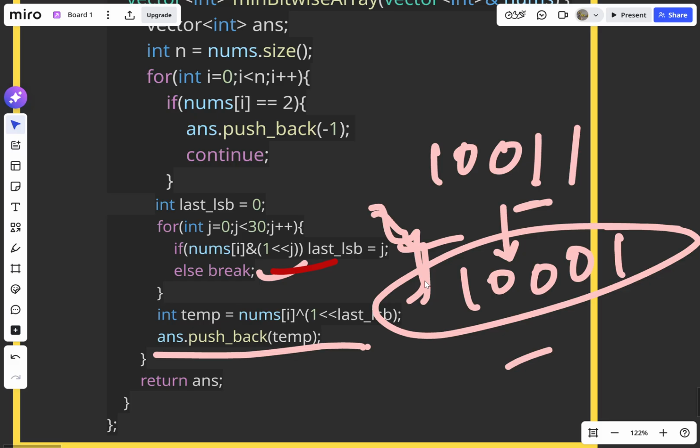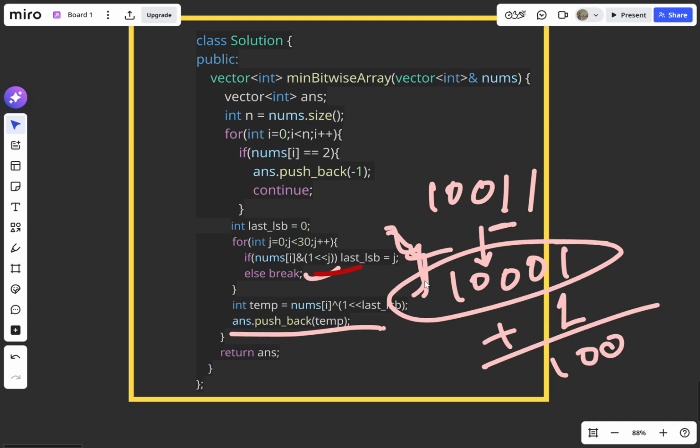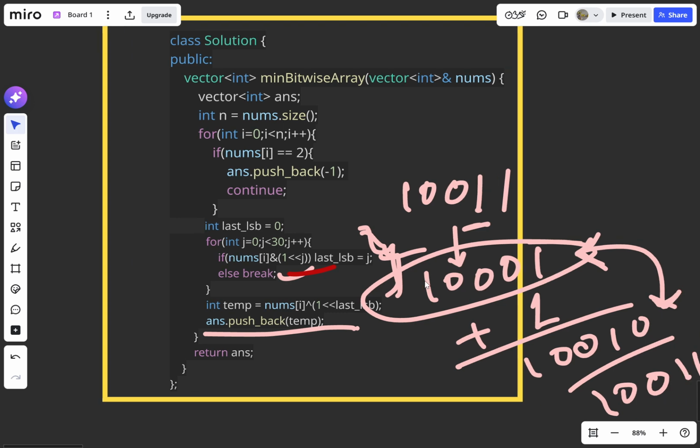Now if we add 1 to it, we will get 1 0 1 0 0 1 0. Now we have to make the bitwise OR operation for these two. Then we will get 1 0 0 1 1. So this is our solution.